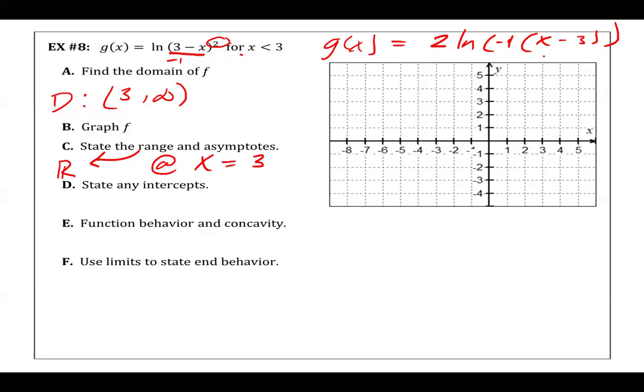What starts at 1, 0? The parent function, yeah. I'm not on intercept. I said asymptote. I didn't ask for that. But yes.